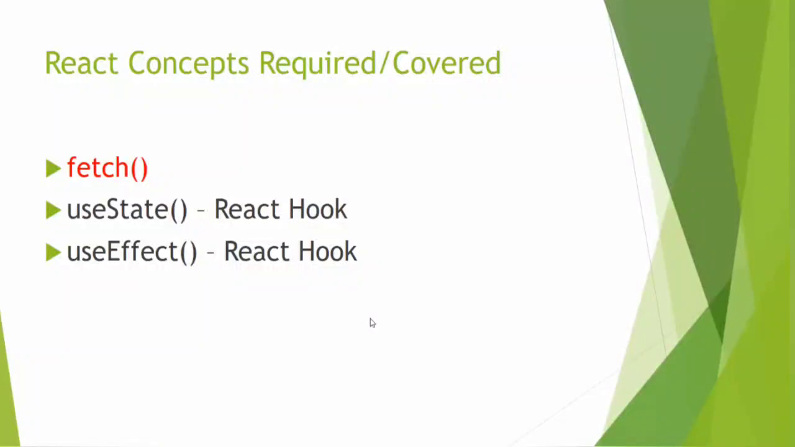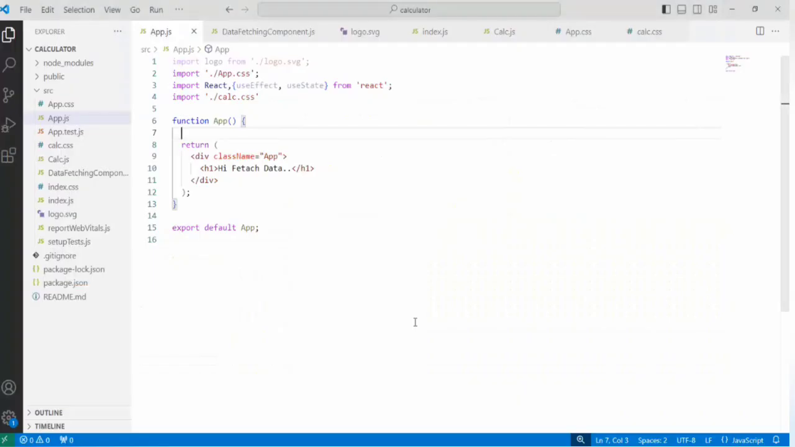Hello guys, in this video we are going to cover fetch API in React.js. We will use it in useEffect in this video. It's a React hook. useState is a React hook and useEffect is a React hook. Fetch API will only get the data from HTTP or HTTPS.